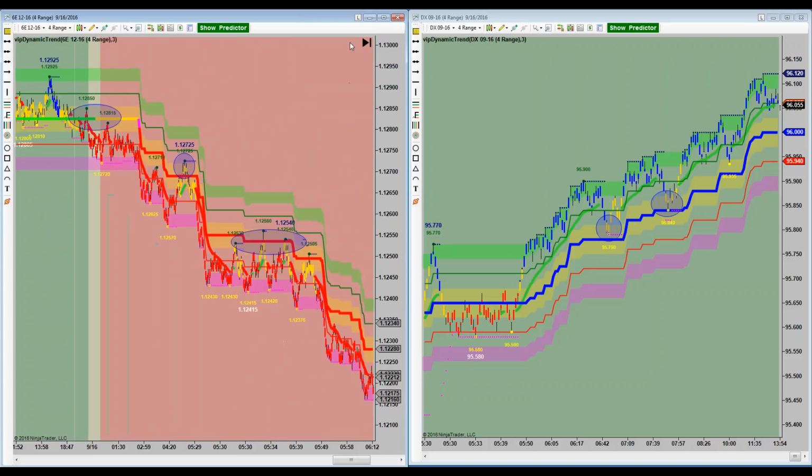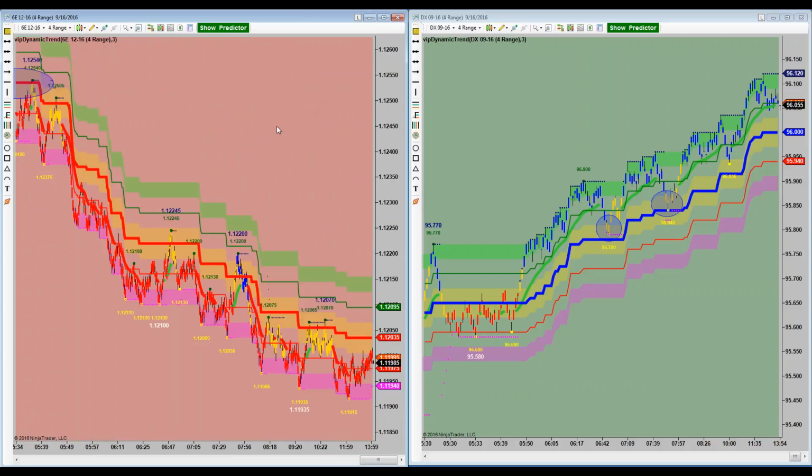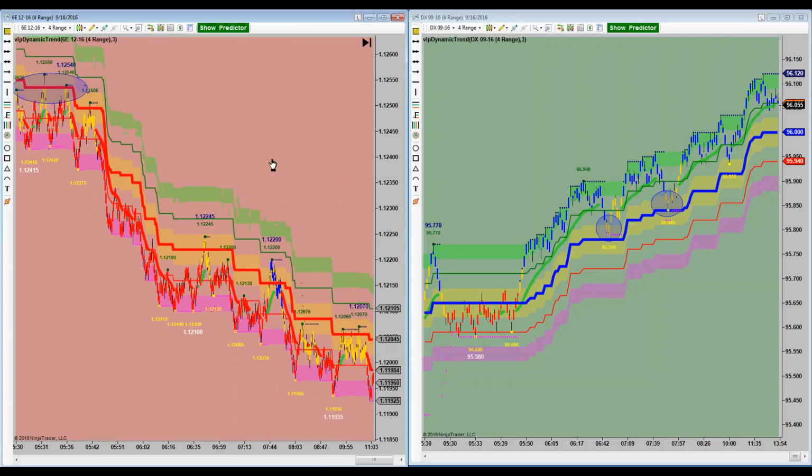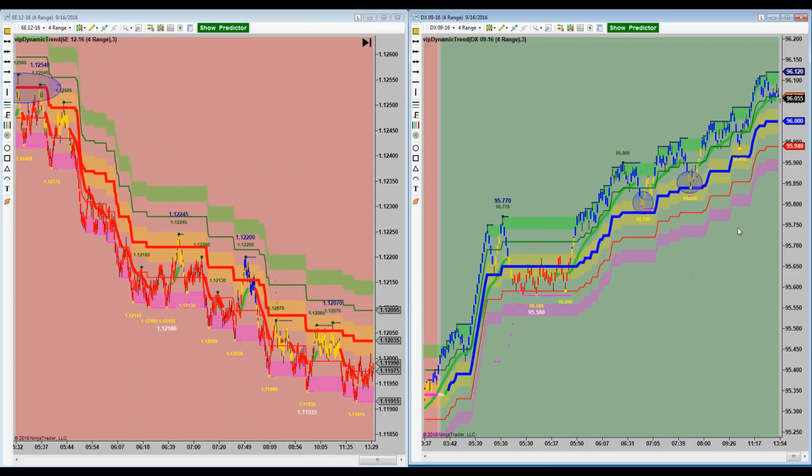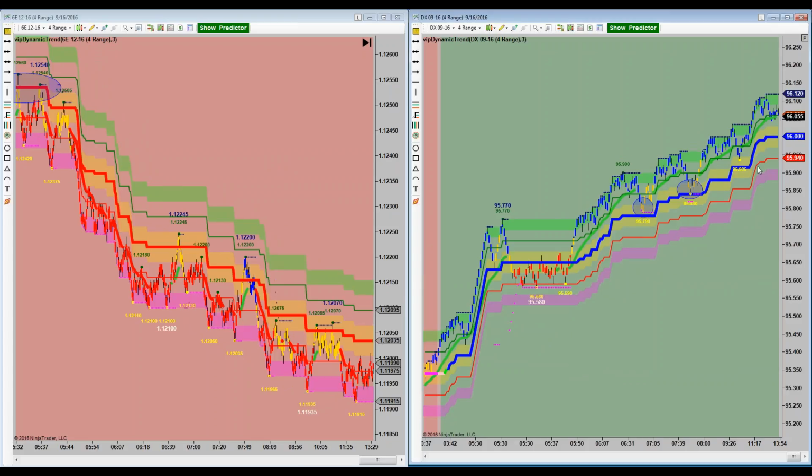Whereas other instruments, and this isn't good or bad, this is just the way these instruments trade, okay? Over here you can see the dollar index tends to be a little smoother in the way that it trades. When it pulls back, it's not so dramatic and spiky. So this is also critical and key to your success.